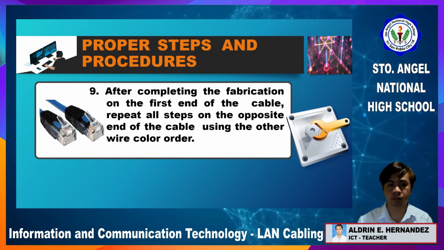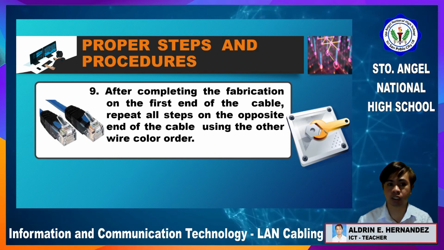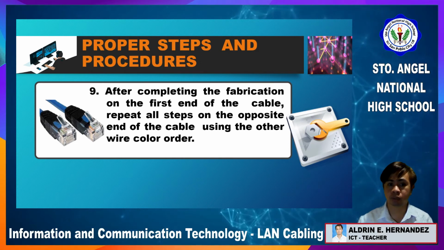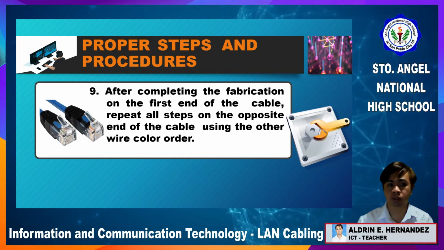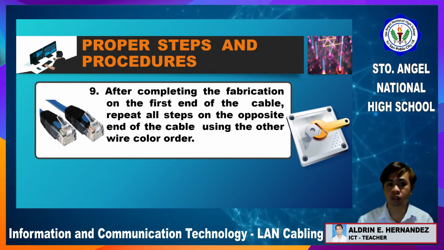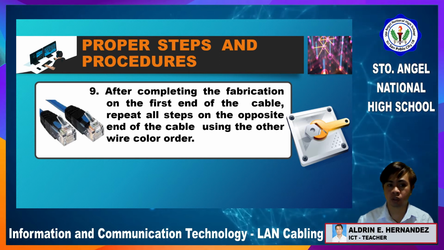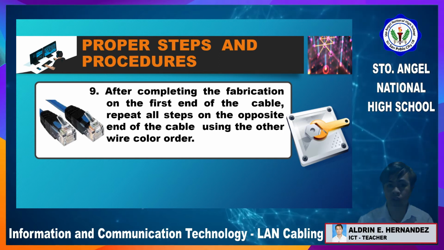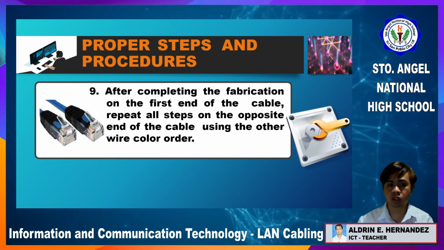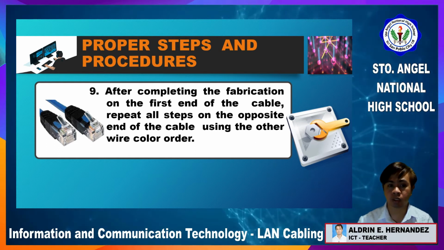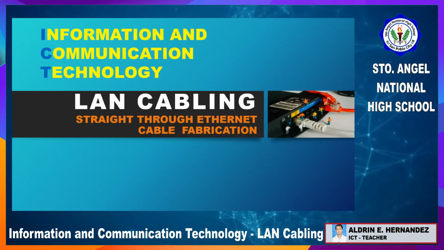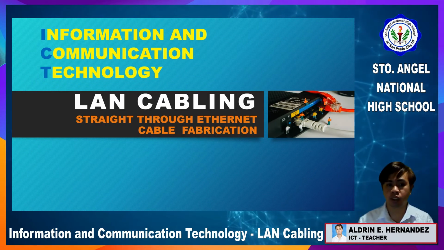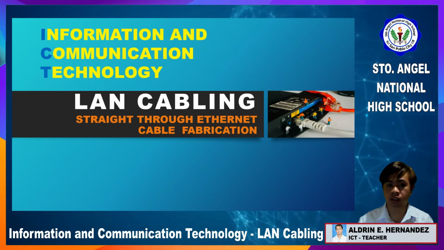Step number 9. After completing the fabrication on the first end of the cable, repeat all the steps on the opposite end of the cable, using the other wire color order. Test the continuity of the LAN cable using the LAN tester. Let's watch a video clip entitled How to Make an Ethernet Cable.